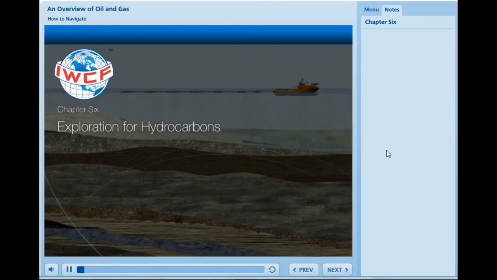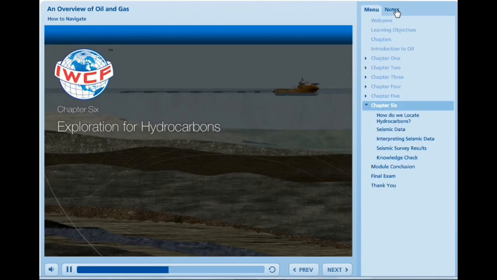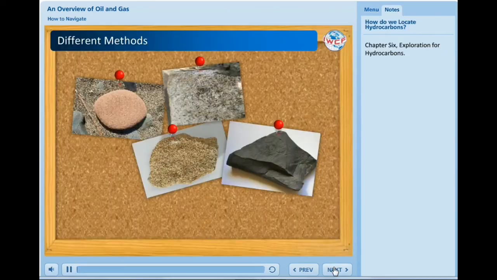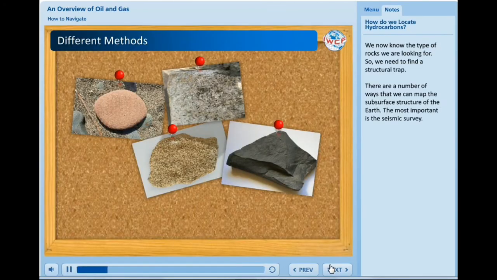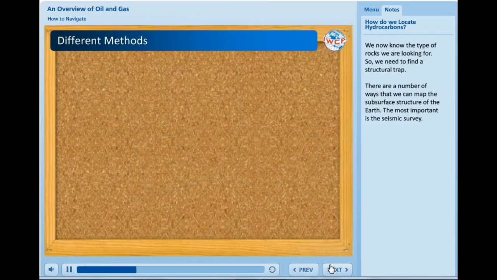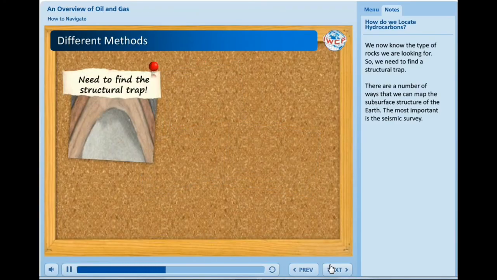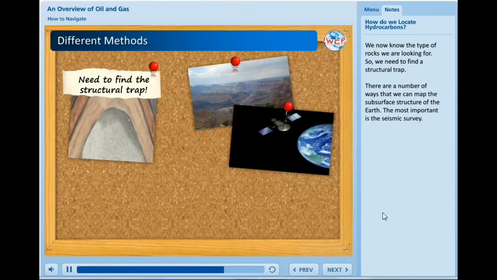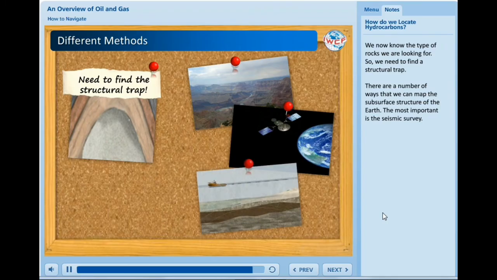Chapter 6. Exploration for hydrocarbons. We now know the type of rocks we are looking for, so we need to find a structural trap. There are a number of ways that we can map the subsurface structure of the Earth. The most important is the seismic survey.